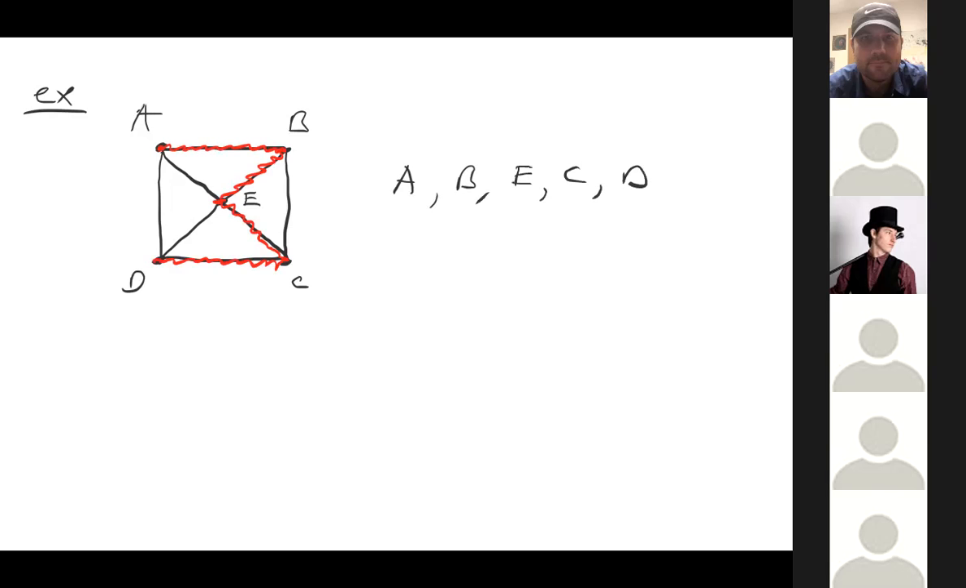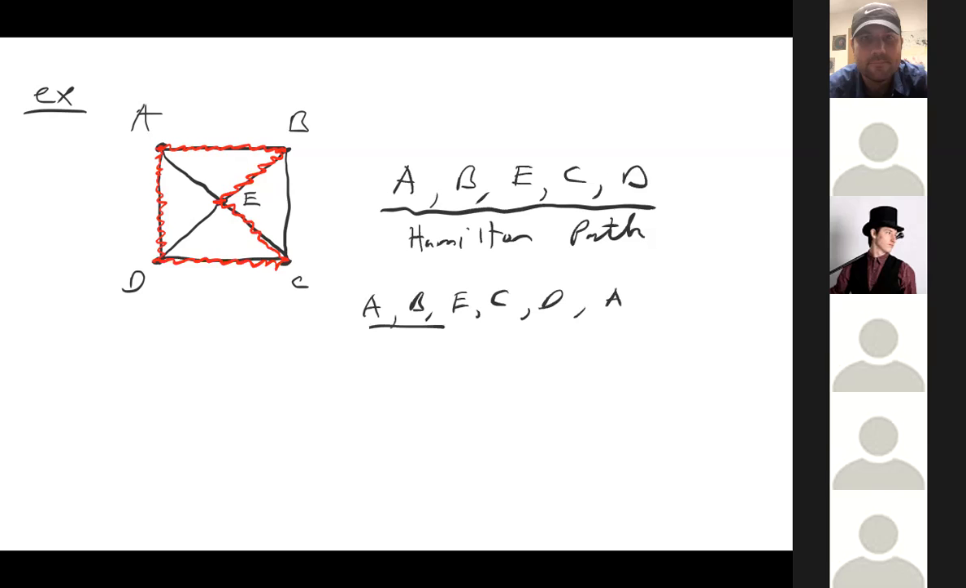Now, if I wanted to make that into a circuit, guys, how could I change it? Couldn't I just add this one right here? D to A. Yep, I could just add D to A, and now I have a circuit, correct? So now if I go A, B, E, C, D, A, that's a Hamilton circuit. Very simple. Now you can imagine it's not quite as simple for every problem. We have more complicated ones.